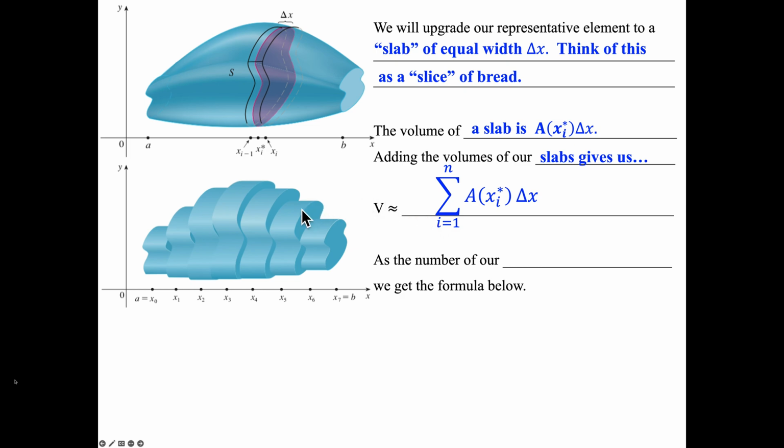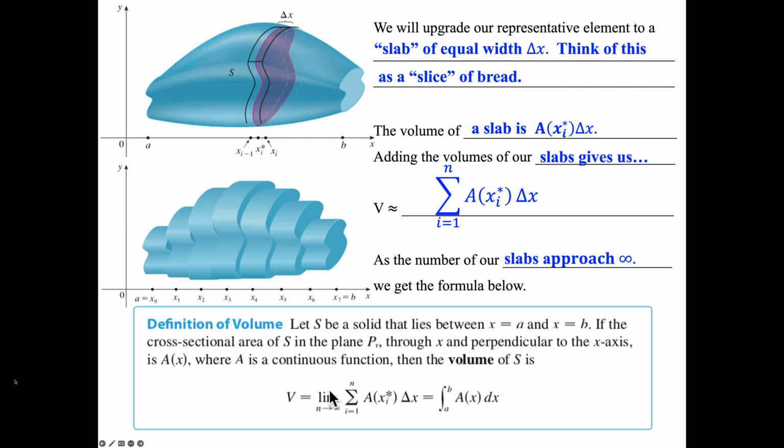So what we want to do now is take these slabs and cut them thinner and thinner and thinner until the number of slabs approaches infinity. If we do that, our volume will be the limit as n approaches infinity of our summation, which becomes the integral from a to b of your area function times dx. And that's your volume formula.